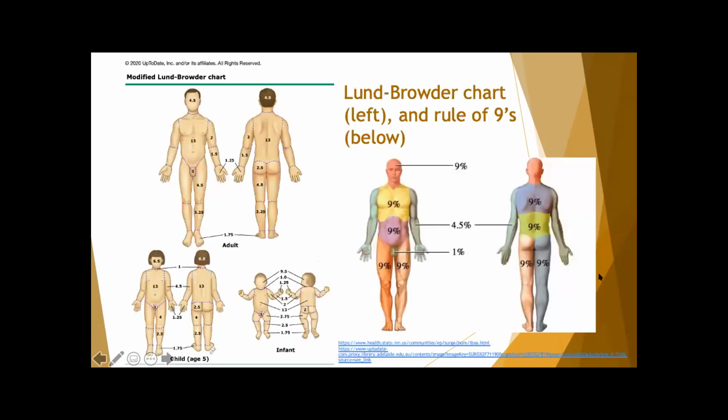And just so that you've got it for your notes and can see what it looks like if you haven't seen it, this is the Lund and Browder chart. As you can see, there's a pediatric one and it goes all the way up to adults. And then there's the rule of nines, which is sort of your quick assessment tool that you might do in ED.